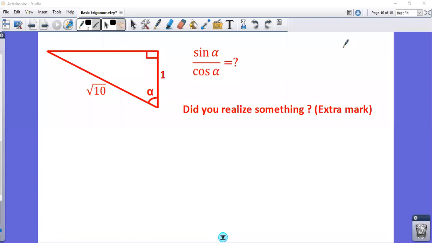This is the last one. In this right triangle, we are going to find sine of alpha over cosine of alpha. So we are dealing with the angle alpha. Let's find the side opposite to alpha, the adjacent side to alpha, and the hypotenuse.